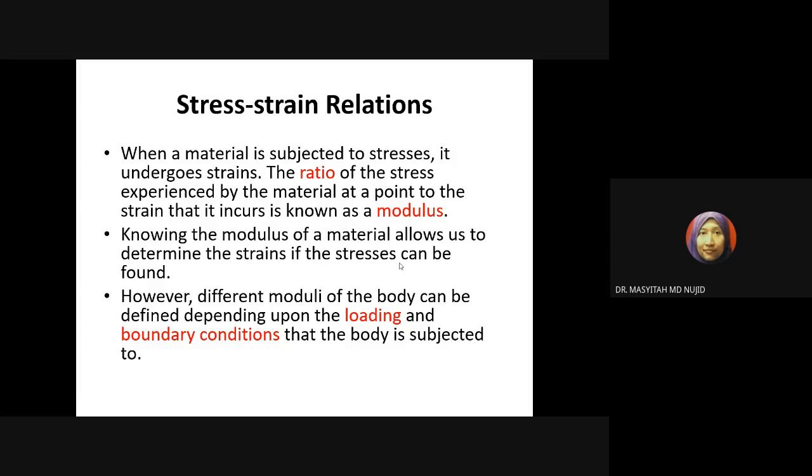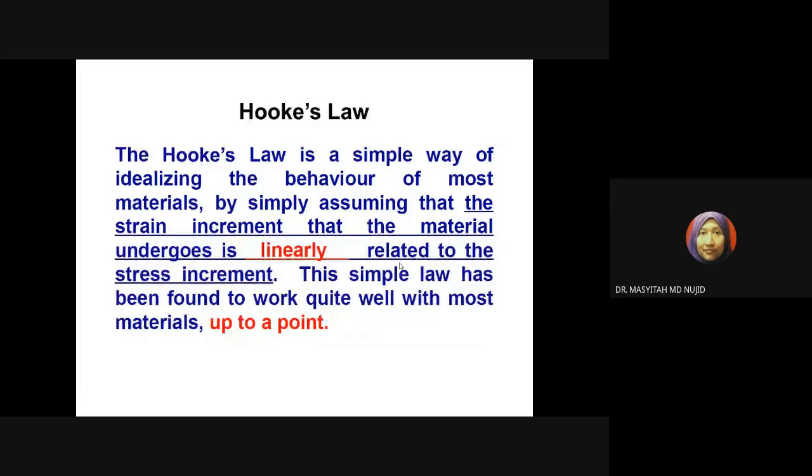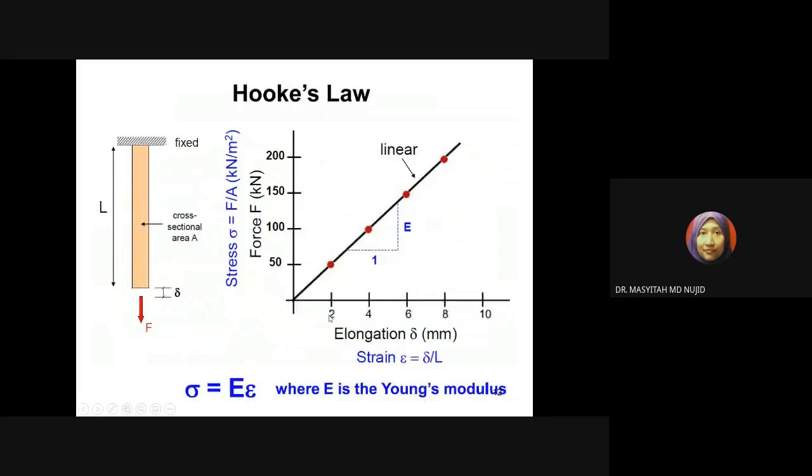So these are the things when you want to identify whether the modulus that you have is elastic or non-elastic. So when you have a linear relation, or the material behaves linearly, you might have a simple behavior of the material by adopting Hooke's law. This simple law has been found to work quite well with most materials up to a point. Okay, again, how can we define the Young's modulus or adopt Hooke's law?